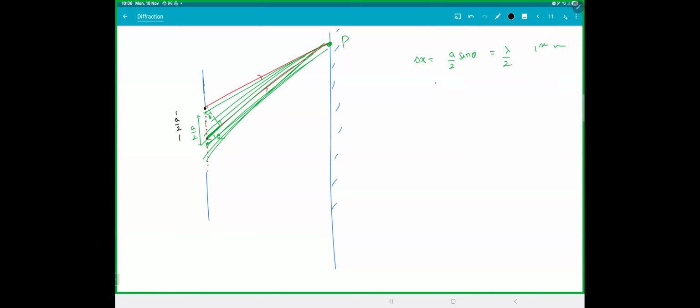Then instead of a/2, now we take a/4. Then again, I do the same thing, interference. This time it will become a/4 sin theta equal to λ/2. I get a second minima, third minima, and so on.